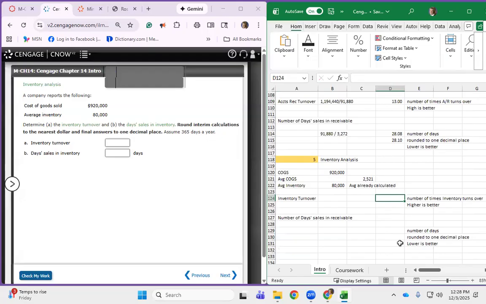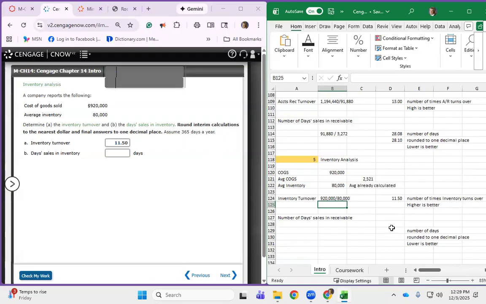All right. So here comes inventory turnover. How do we do it? We take the cost of goods sold and we divide by the average inventory. Okay, there's the number of times inventory has turned over in a year. So I'm going to put 11.50. Okay, 11 times. Let me put the calculation here. So this is $920,000 worth of cost of goods sold divided by average inventory of 80,000.